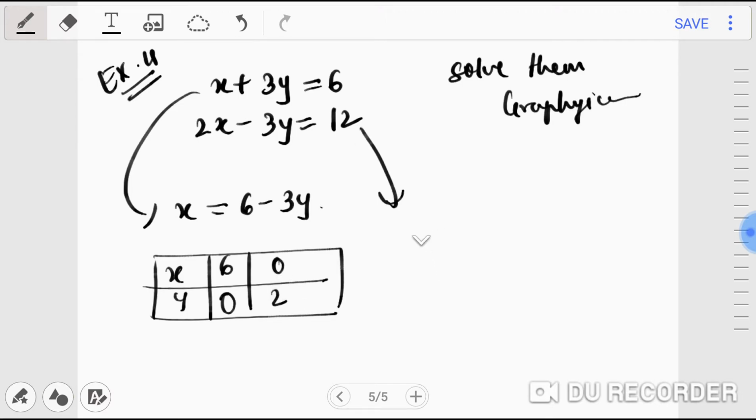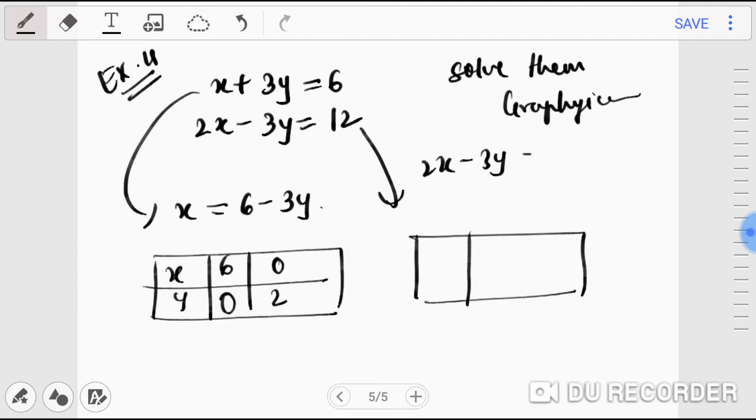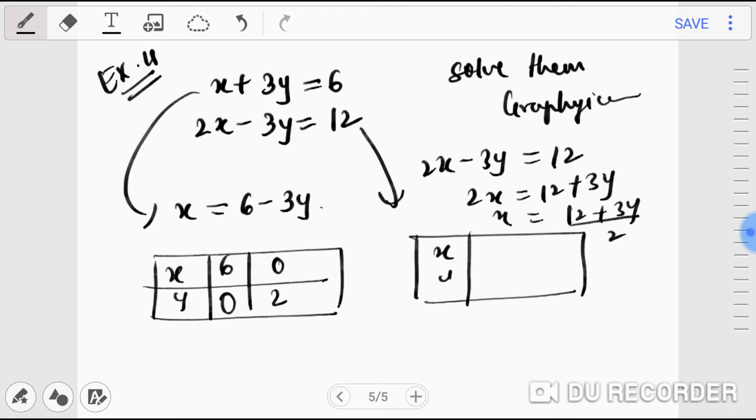For this equation, I'll make another table. Again, make the subject first. 2x minus 3y is equal to 12. You can take any subject if you want. 2x is equal to 12 plus 3y. X is equal to (12 plus 3y) upon 2. So you got x as a subject. You can put in values of y if you want. Okay, let's start. If you're taking here y as minus 4, you will get x as 0. If you're taking y as minus 2, you will get x as 3. So you got two tables.